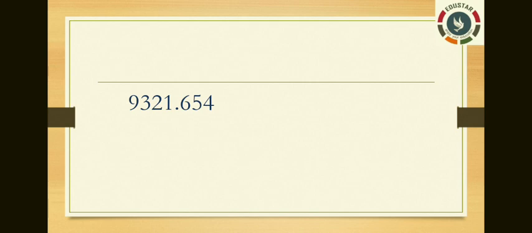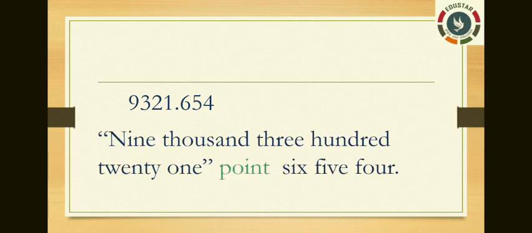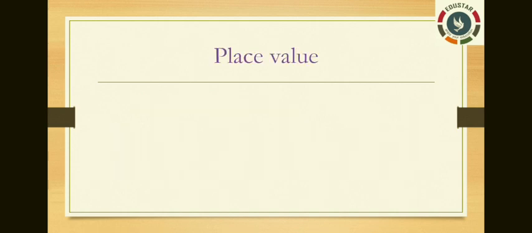Now we will see how to read decimals. To read a decimal correctly, first find the decimal point. Whole numbers are to the left of the decimal point. Any numbers to the right of the decimal point form a decimal fraction. 9321.654.